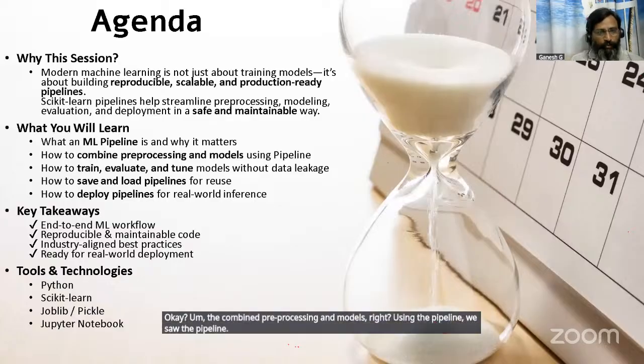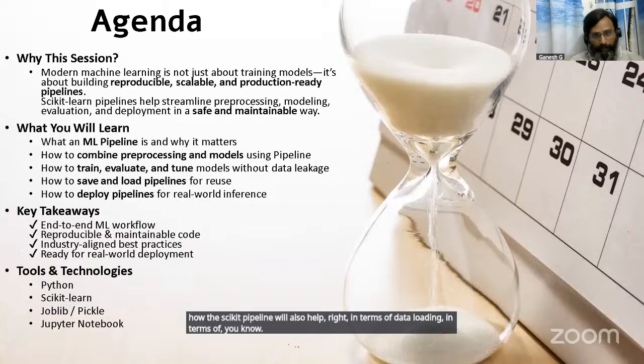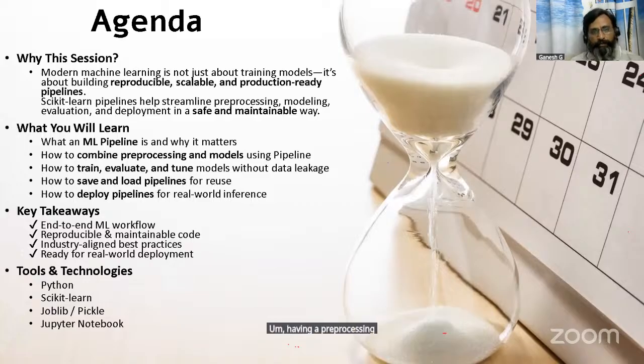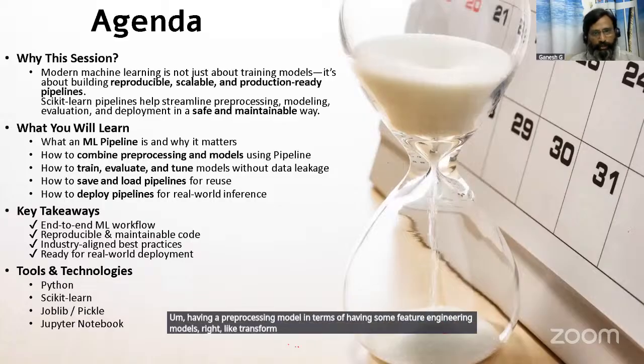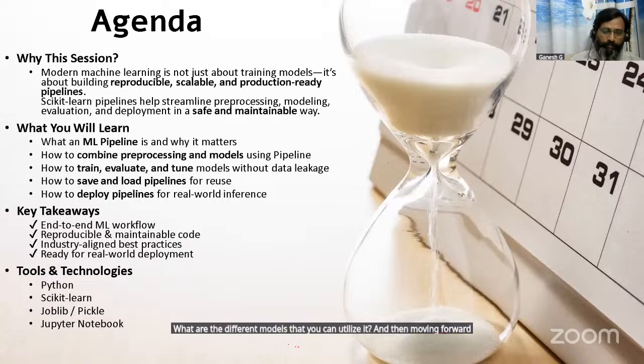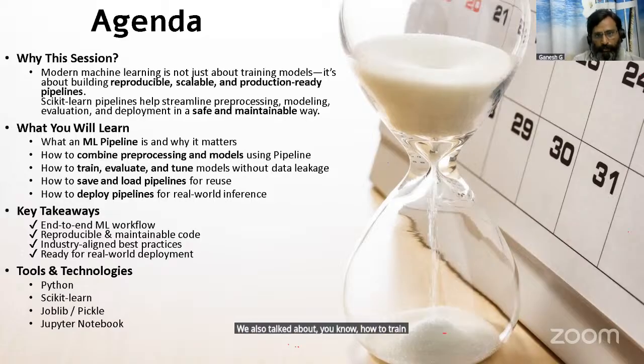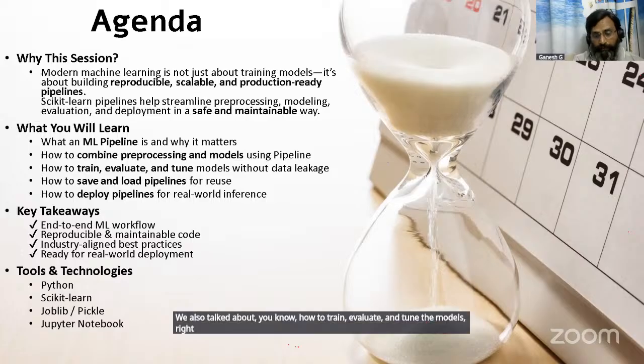We saw how the scikit pipeline helps in terms of data loading, pre-processing models, and feature engineering models like transformers, encoders, joiners. What are the different models that you can utilize? And then moving forward with fine tuning, evaluation models, and then providing the accuracy towards the end of it. We also talked about how to train, evaluate, and tune the models without data leakage.